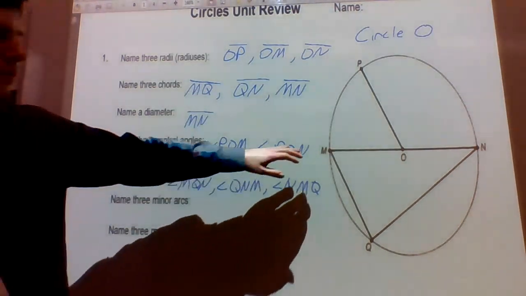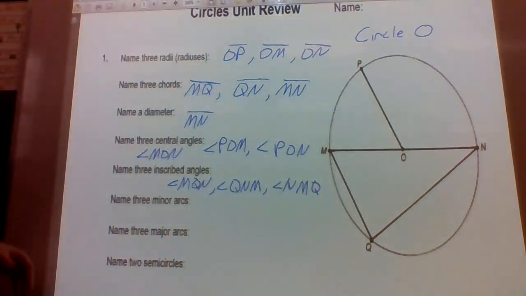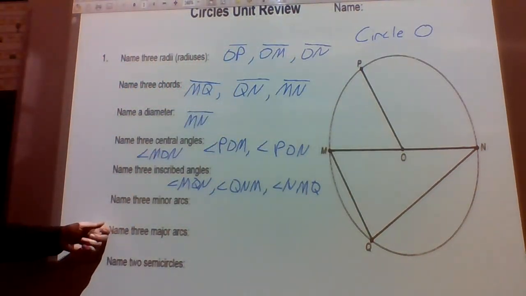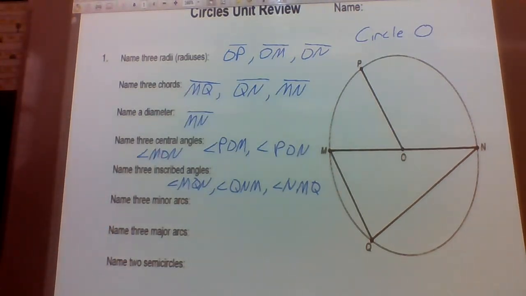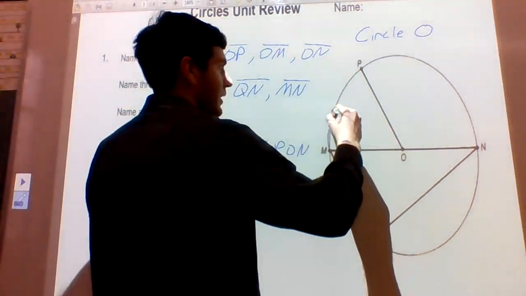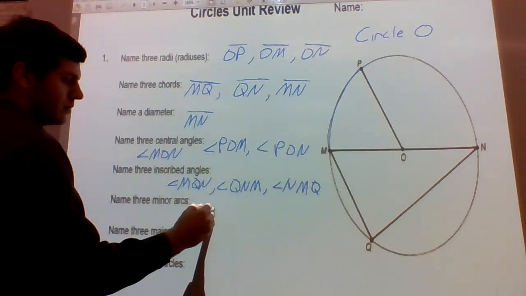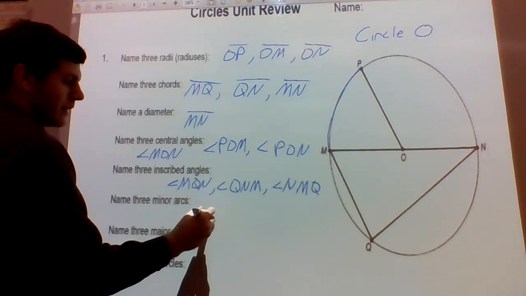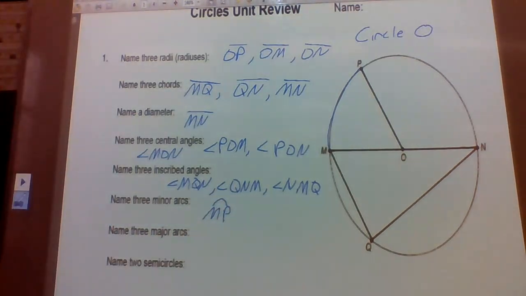Arcs are part of that circle. They're not the whole thing. If that part of the circle is more than half, it's a major arc. If it's less than half, it's a minor arc. If it's exactly half, then it's a semicircle. A minor arc, for example, would be MP. It's less than half of the circle. We name it using the 2 points we're connecting, M to P, and then we put the arc symbol going from M to P.